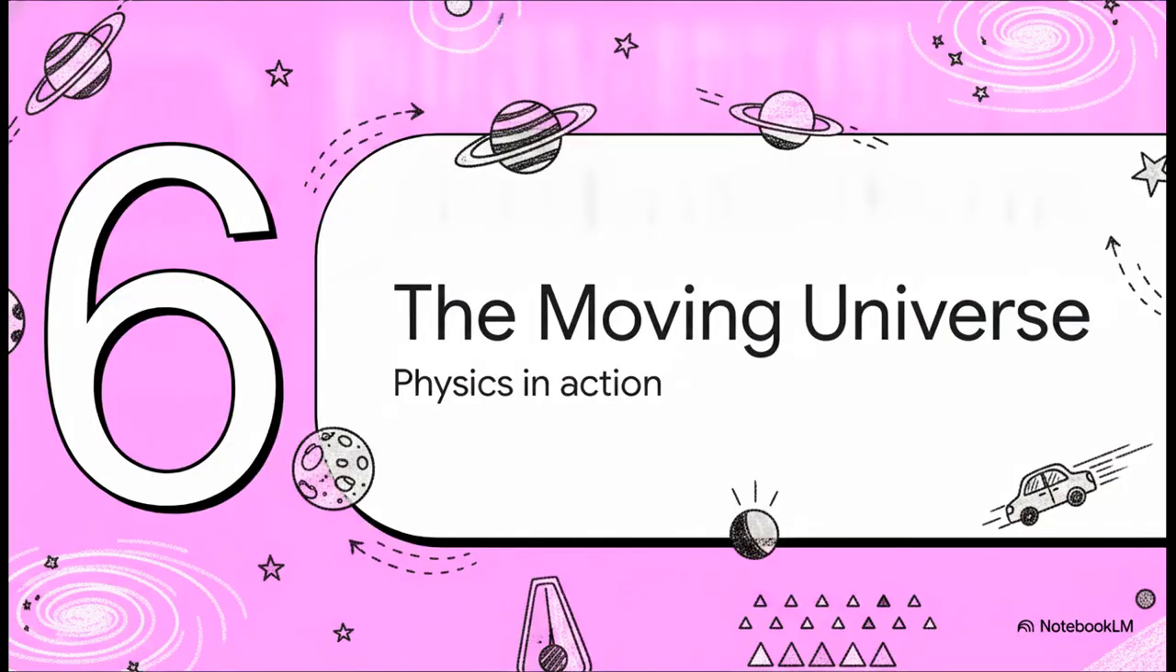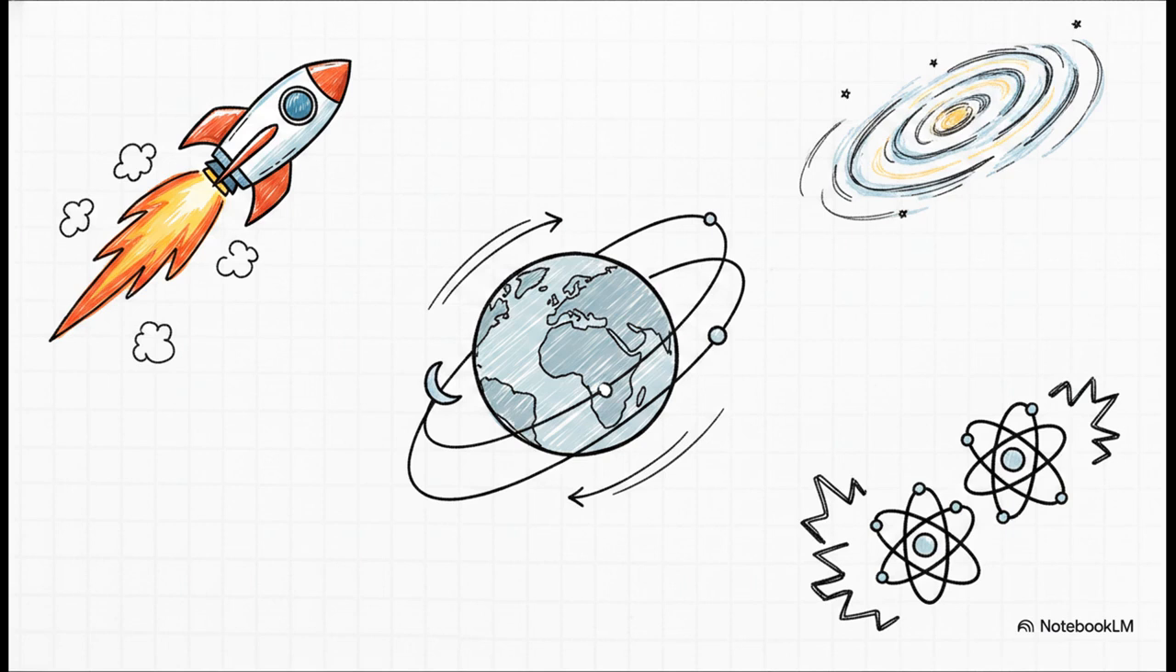Section 6. The Moving Universe. Physics in Action. You know, you might feel perfectly stationary watching this explainer right now, but I promise you, you are absolutely not. The Earth beneath you is rotating at roughly 1,000 miles per hour. Rockets are traveling thousands of kilometers an hour right above us. The tiny atoms inside the very screen you're looking at are continuously vibrating. And on a truly massive scale, entire galaxies are hurtling through space right this second.